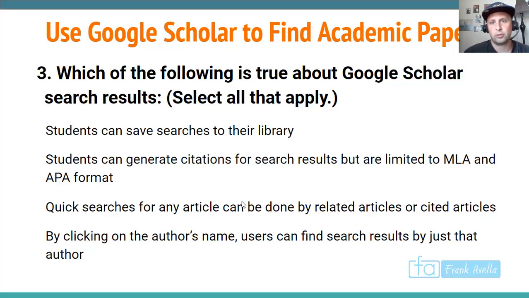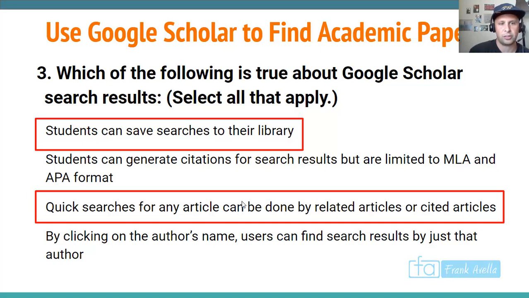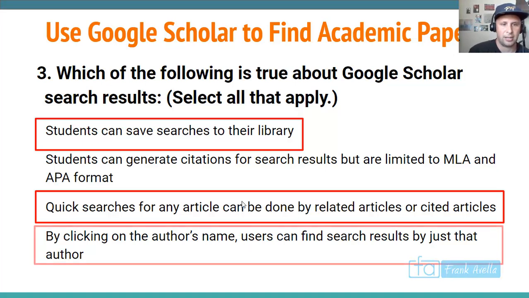Which of the following is true about Google Scholar search results? So what's true about the results? Students can save searches to their library. Okay, that's that little star if you want to save it. Quick searches for any article can be done by related articles or cited articles. Okay, so you can filter for that stuff. And by clicking on the author's name, users can find search results by just that author.